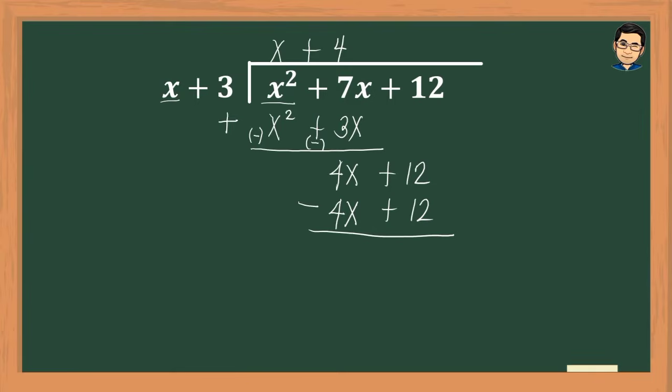So, yung 4x sa baba magiging negative. And then, yung 12, positive 12, magiging negative. And then, yung minus magiging plus. So, 4x plus negative 4x, that is 0. 12 plus negative 12, that is 0. Meaning, the remainder is 0.